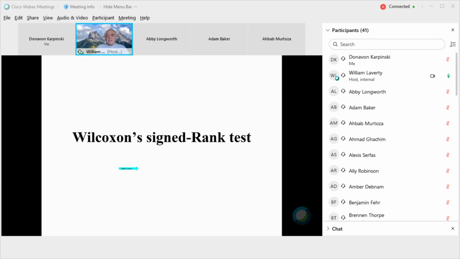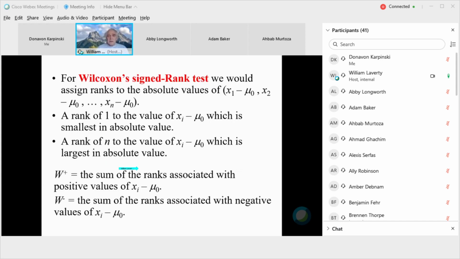Wilcoxon Signed rank test. This is a little bit more complicated. Again, it computes xi minus mu naught. Now, the Sign test just computes how many of those values are positive. What Wilcoxon Signed rank does, it ranks those differences from smallest in absolute value to largest in absolute value. Then W plus is the sum of the ranks associated with positive xi minus mu naught. W negative is the sum of the ranks for negative values.